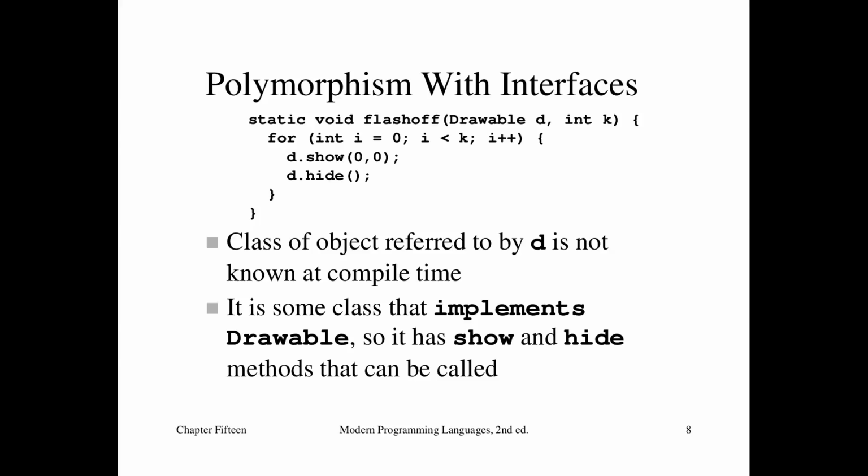The class of object referenced by d is not known at compile time. We can't know at compile time what actual type d will hold. All we know is that for now it holds something that implements Drawable. But we also know, as I've been saying, that it has the show and hide methods, and that those are guaranteed so that we can call them. They must be there, otherwise the system would not have been able to be compiled.